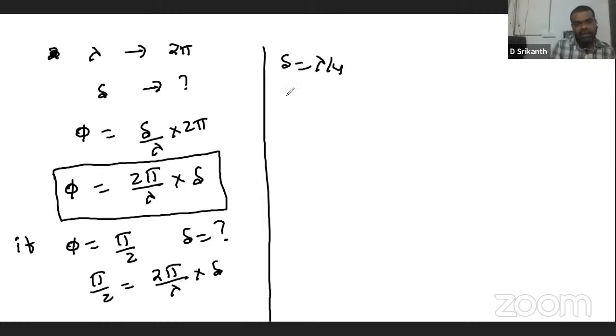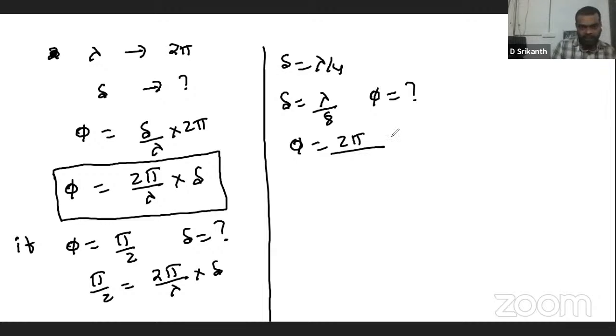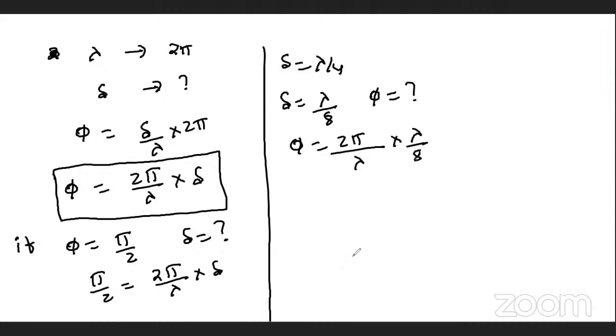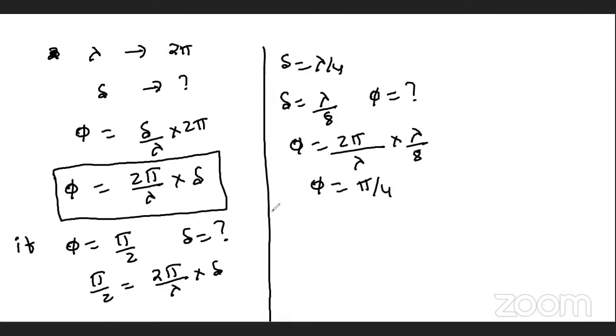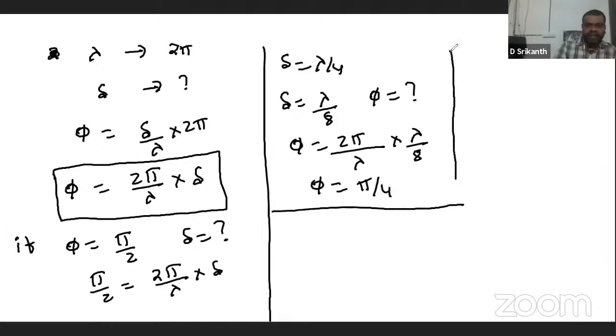Suppose delta is equal to lambda by 8, then find the value of phi. Substitute here: phi is equal to 2 pi by lambda into lambda by 8. That is, phi is equal to pi by 4. Like this we will convert. If they give the phase difference, then we will find the path difference. Till here, please remember.